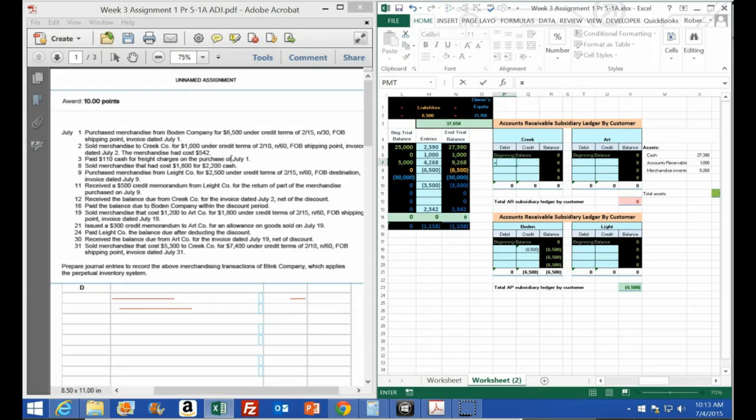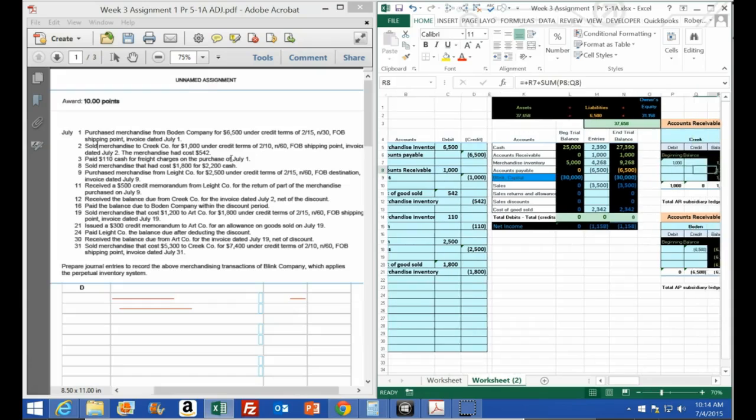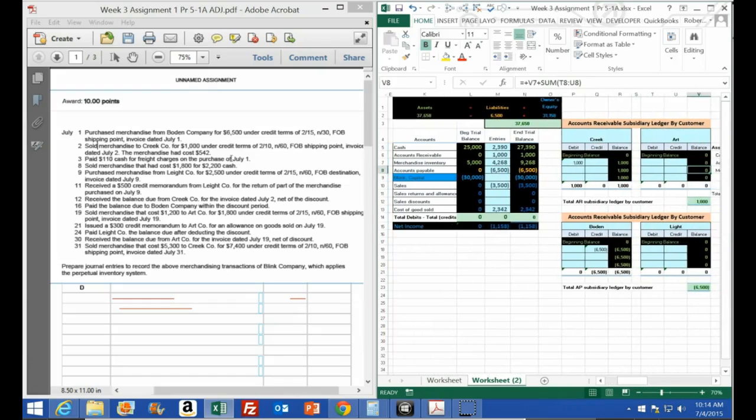And I'm going to say, how much does Creek owe us? Creek owes us this 1,000. So if our boss says who owes us money, we say people owe us money of $1,000. If they want to know who owes us money, we're going to have to go to another ledger, a subsidiary ledger, and say, of that 1,000, who owes it to us? Right now, it's just Creek.